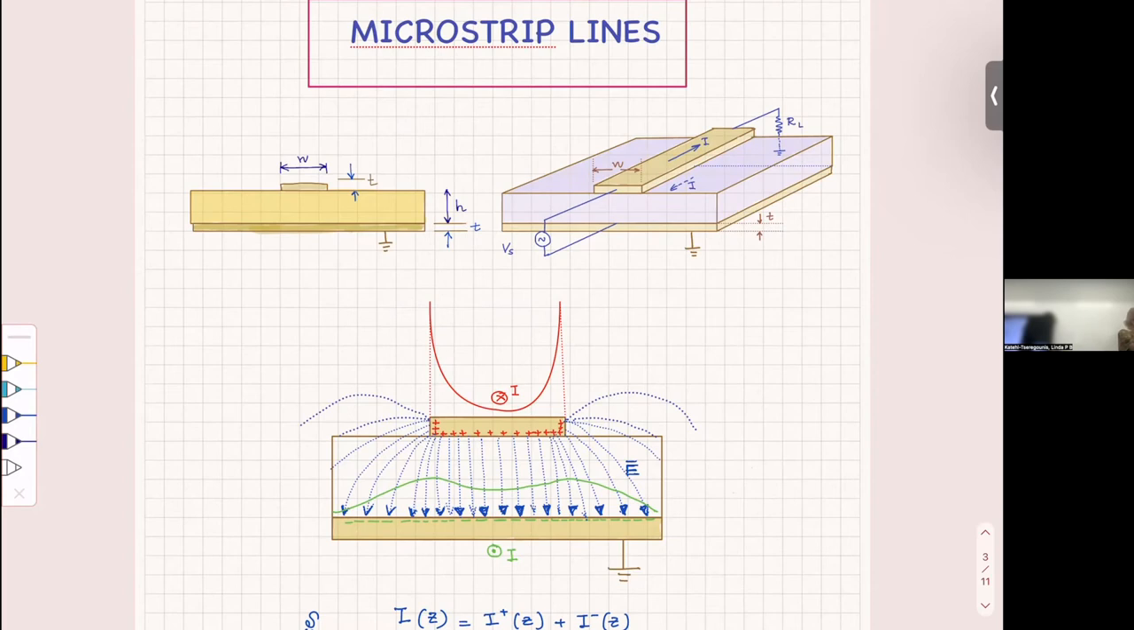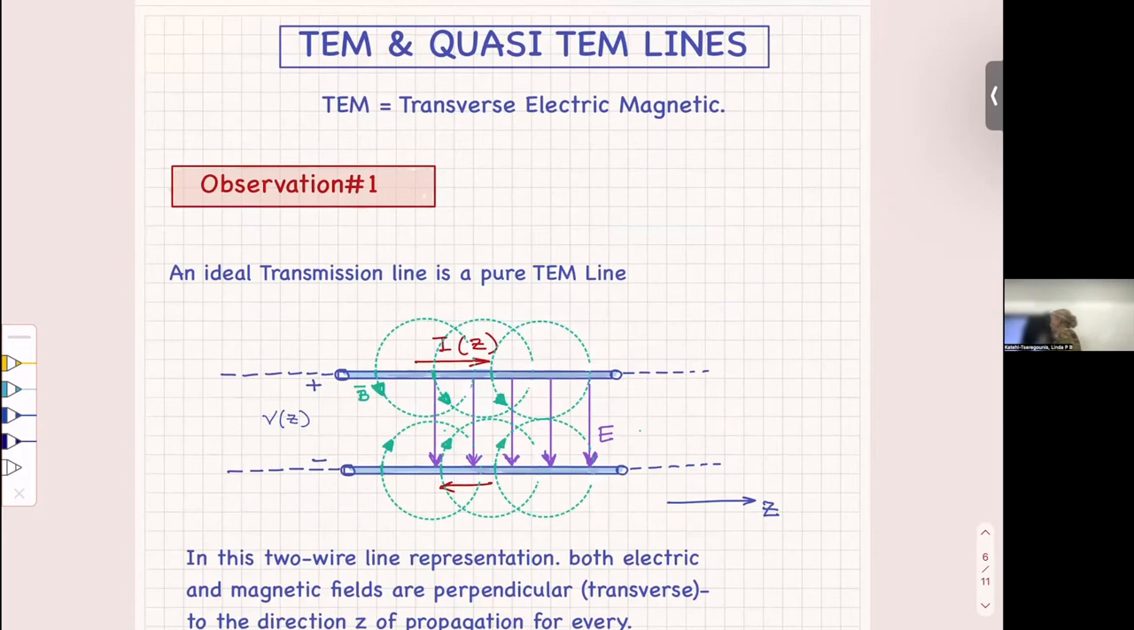So what do we do? Every time we feel uncertain, we go back to our basics. Is that not true? We do that in life too. Every time we are faced with a challenge, we go back to the basics. That's why basics are important. So what is our basic knowledge? Ideal transmission lines. What happens in ideal transmission lines, if you remember, from electrostatics, magnetostatics, and electromagnetics?